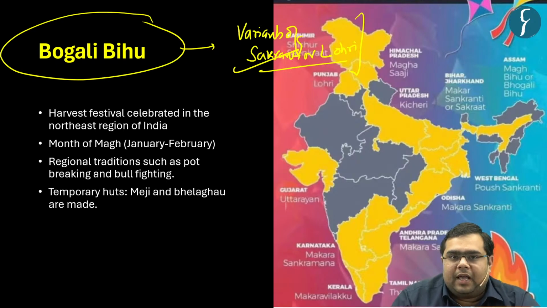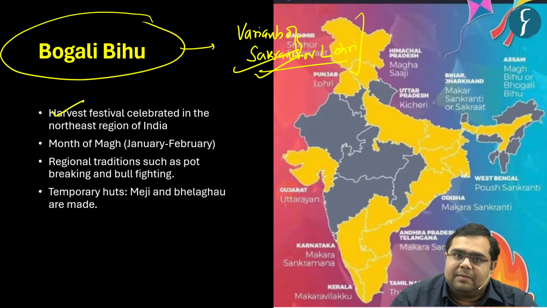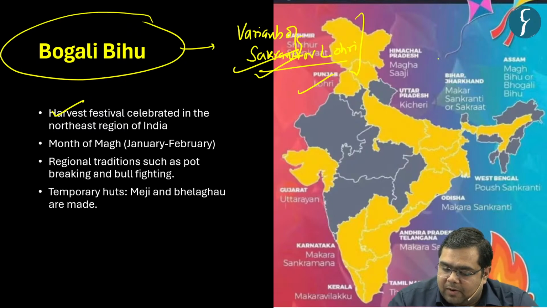Now festivals have an intricate linkage with our social structures, right? Because in rural India the primary mainstay of the economy is agriculture, most of the festivals are related to either sowing or the harvest. That is the reason this festival of Bihu or Makar Sankranti or Lohri is known by various names in the various states. For instance, in Punjab it is called Lohri. In Himachal Pradesh, it is called Maag Saji. In UP, it is called Kichri. Then in Bihar, it is called Makar Sankranti.